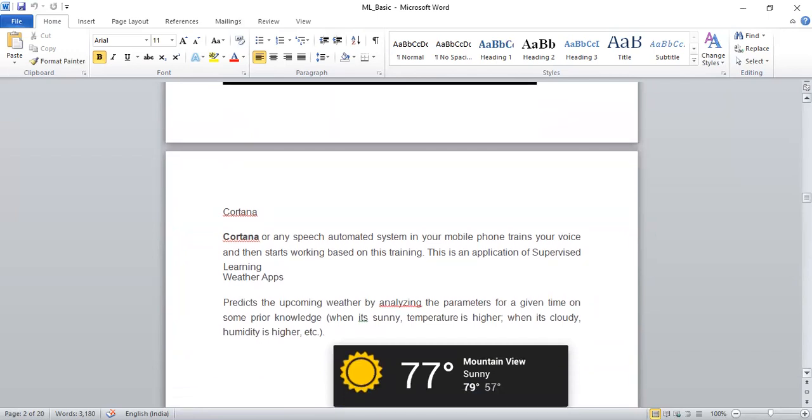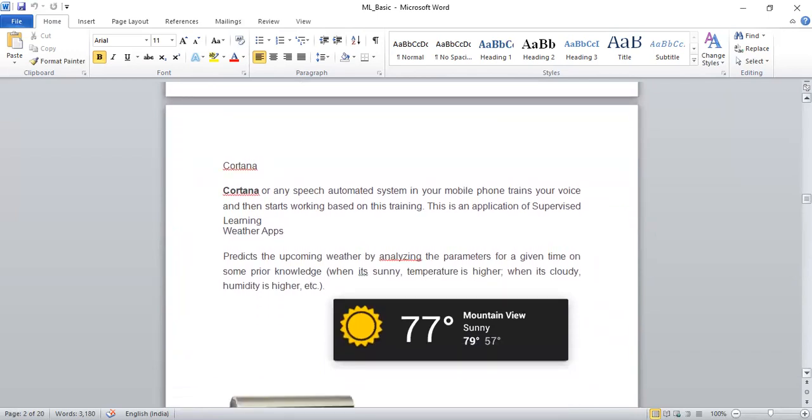Now, weather apps predict the upcoming weather by analyzing the parameters for a given time based on some prior knowledge. When it is sunny, temperature is higher. When it is cloudy, humidity is higher, etc. So these are the parameters that need to be taken into consideration. Based on that, you have to predict the upcoming weather by analyzing these parameters.